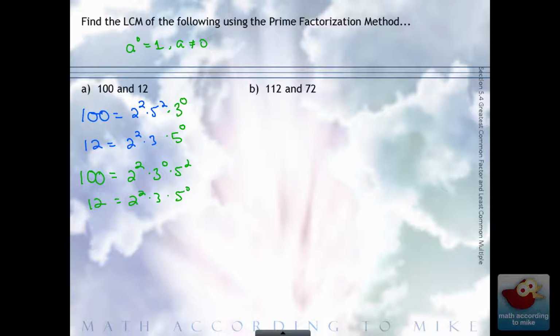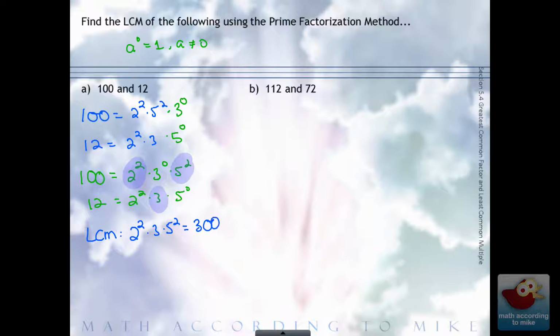In terms of the LCM, the way you find the LCM is you take the larger exponent. So comparing the 2's, we have 2 squared and 2 squared. Doesn't matter which one you take. Comparing the 3's, we have 3 to the 0 and 3 to the 1st. 3 to the 1st is bigger, so I'm going to take that one. And then comparing the 5's, we have 5 squared and 5 to the 0. Again, for the LCM, you take the larger exponent. I'm going to take 5 squared. So, writing it down, the LCM would be 2 squared times 3 times 5 squared, which is 300.